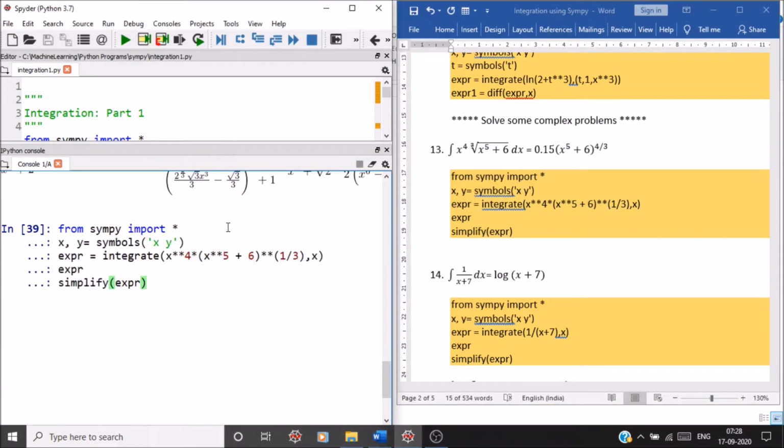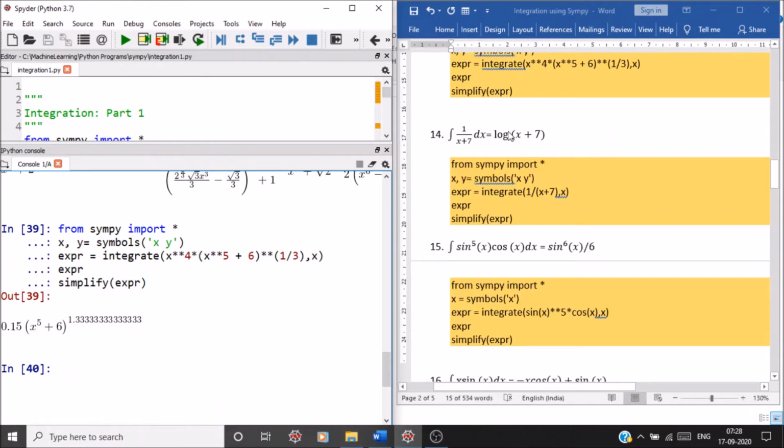So from SymPy import asterisk, x is a symbol, and integrate x to the power 4 into the cube root of x to the power 5 plus 6. Okay, and if you execute it, you can see the result. Now this is the result. Okay, so 0.15 into (x to the power 5 plus 6) to the power 4 by 3. So 4 by 3 is nothing but 1.33.